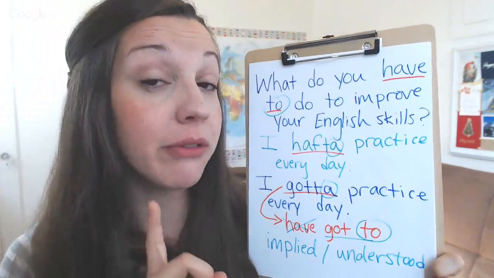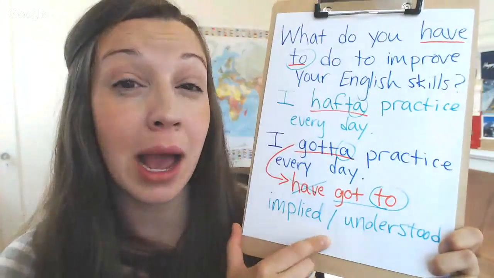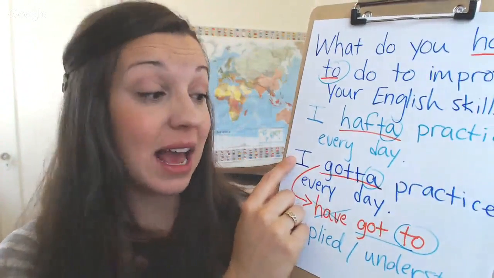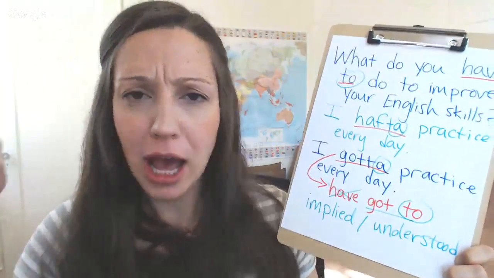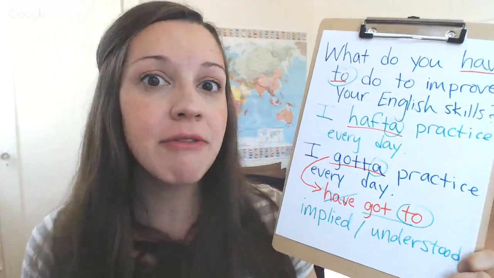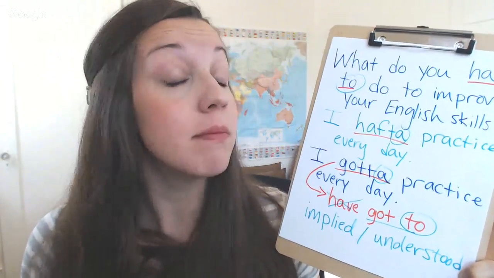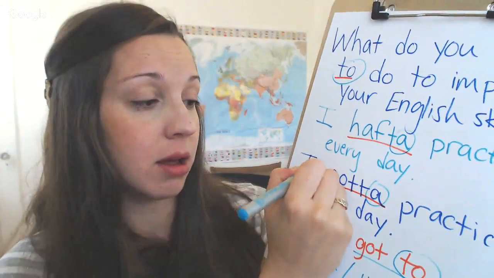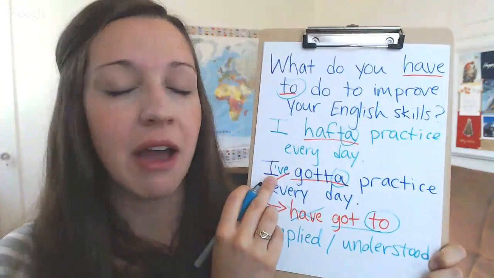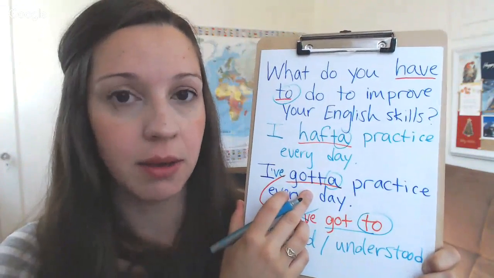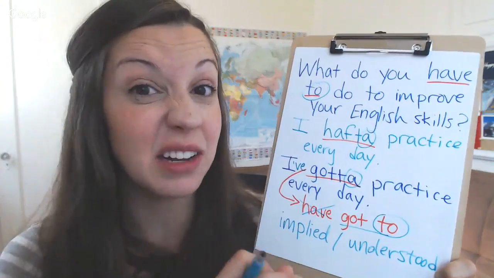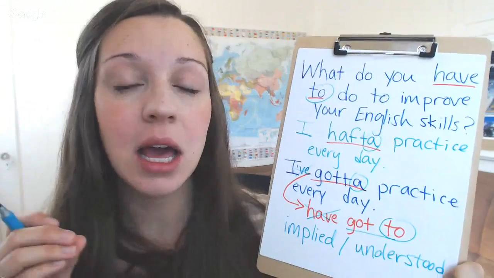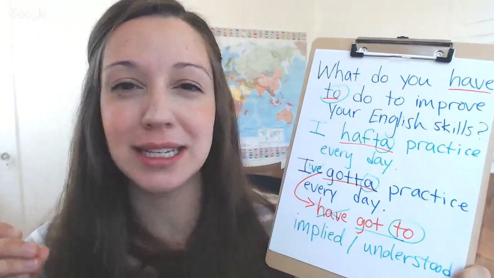So here is the perfect example of implied, because I could say, I have got to practice every day, or I've got to practice every day. You can say that, no problem. We can add "I've got to practice every day." This is great, but you're going to hear a lot of native speakers cut that out. I gotta practice. I gotta practice every day.